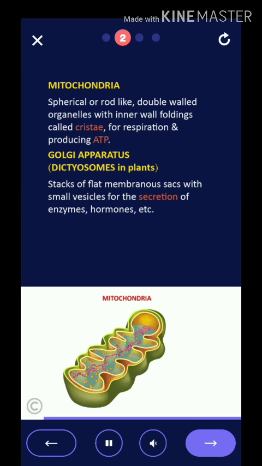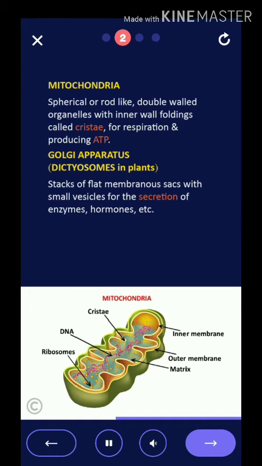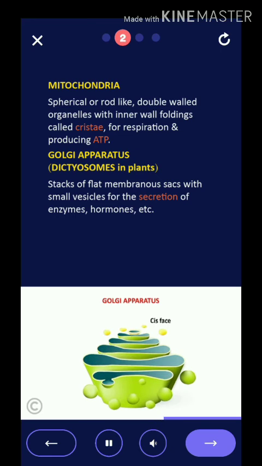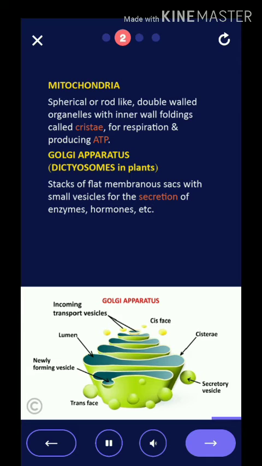Mitochondria and Golgi apparatus. Mitochondria are spherical or rod-like, double-walled organelles, with wall foldings called cristae, for respiration and producing ATP. Golgi apparatus, or dictyosomes in plant cells, is a stack of flat membranous sacs with small vesicles for secretion of enzymes, hormones, etc.